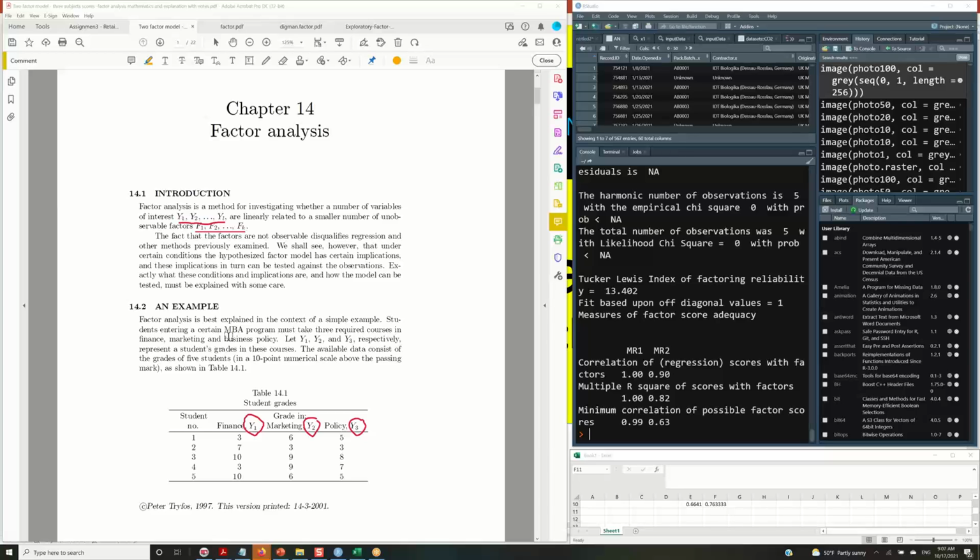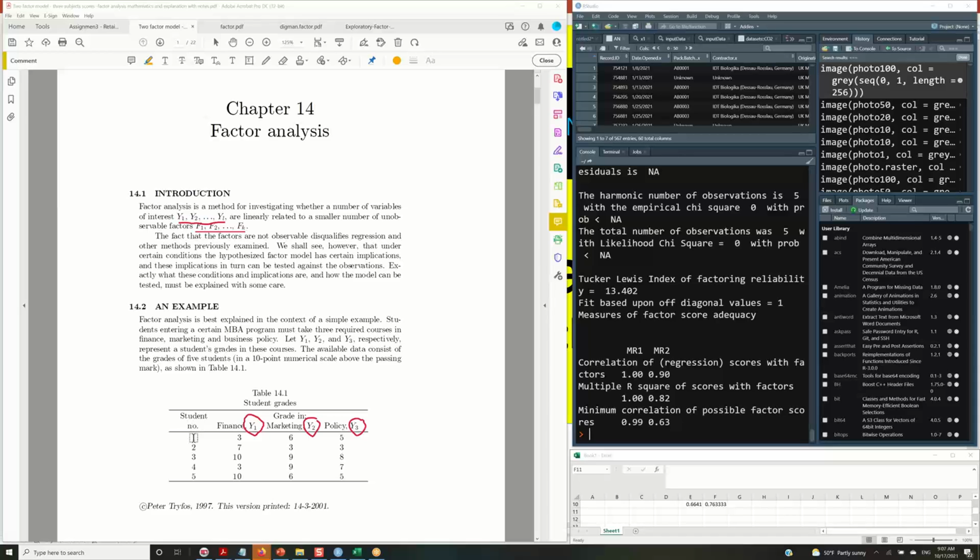So let us say that now we have 5 students, and they are doing 3 subjects, and these are the scores of those students. So first, this is the story of the data. You should always ask for the story of the data.